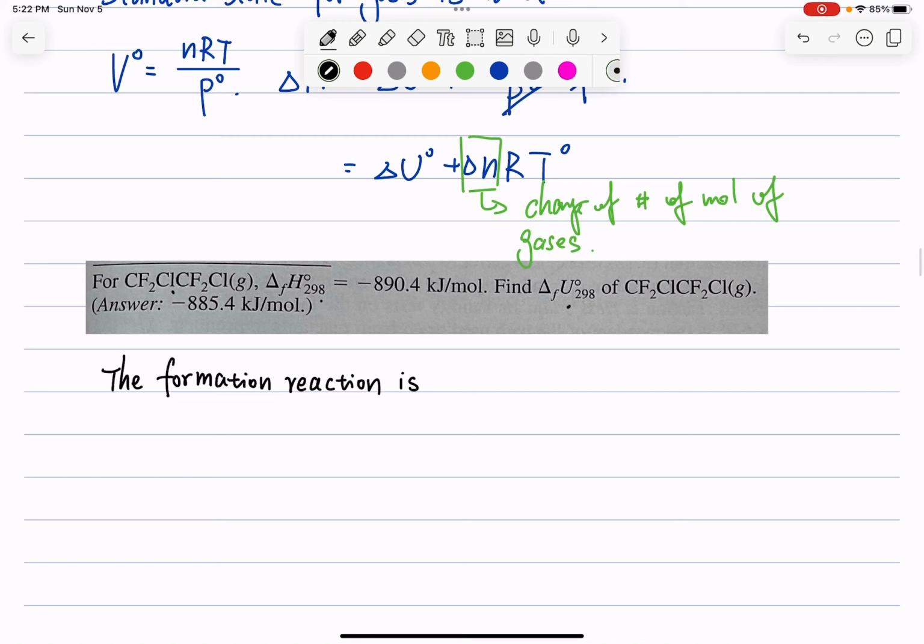So whenever we involve a reaction, let's always write the formation reaction here, involving the elemental forms as reactants and this molecule as our final product. So we have 2 carbon, so 2C graphite, plus 2 chlorine, whose elemental form is Cl2 gas, and 4 fluorine, so 2F2, goes to the product.